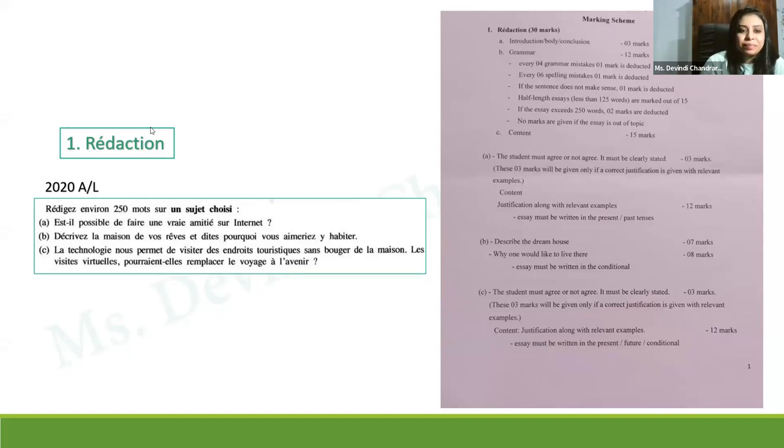Good question. Should we write the word count at the end? No, you don't have to write the word count. This is not summarizing. Is there any rule in French to start a paragraph from the beginning of the line or the middle of the line? The question is not clear for me.